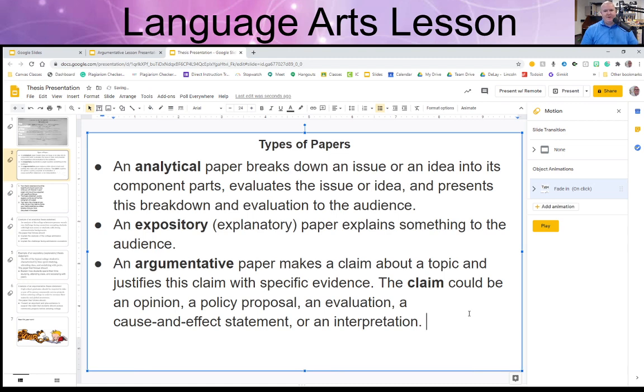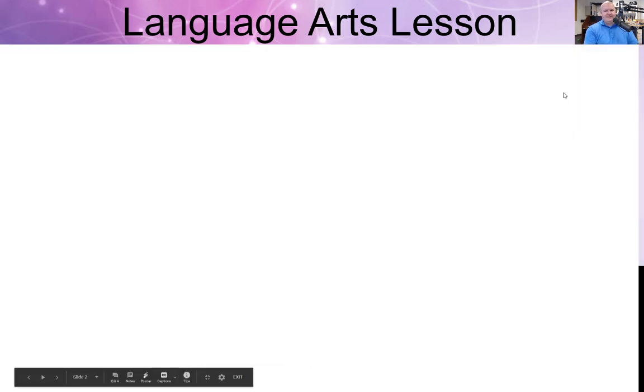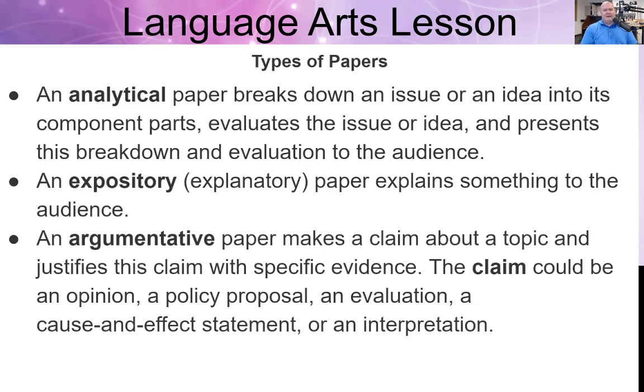Nobody's ever perfect, and I never want you to think that I'm perfect in what I do. So let's fix that. We'll go back to types of essays. All right, so that kind of cleans up our argumentative essay definition. Our argumentative paper makes a claim about a topic and then justifies this claim with specific evidence.